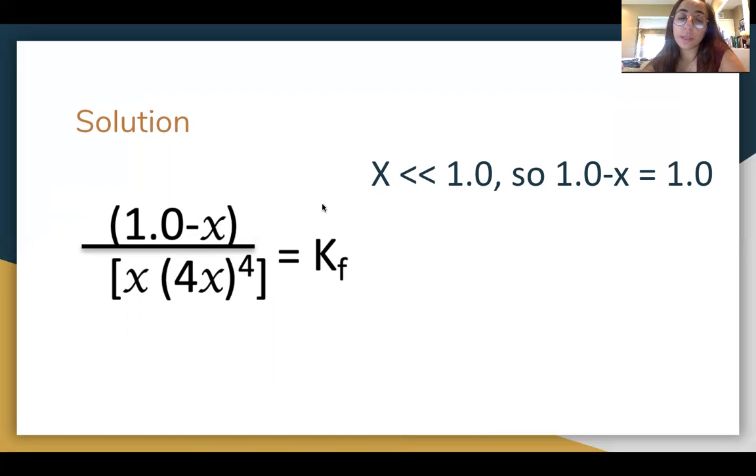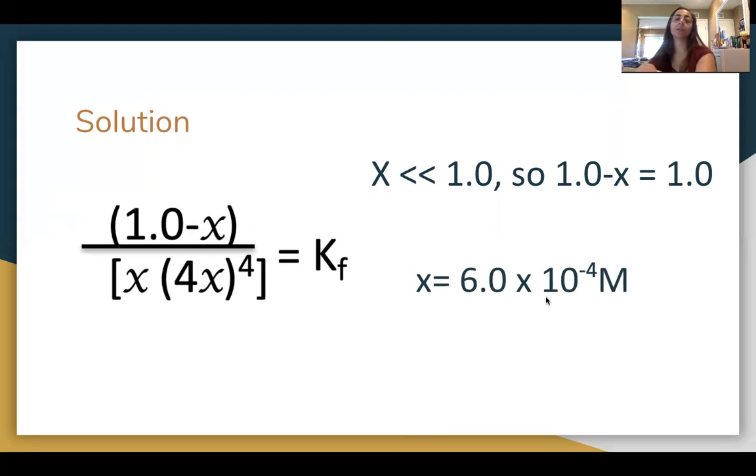Since it's x to the 4th, we know x is way less than 1.0. So in this case, x is a negligible number, which we can ignore. So 1.0 minus x is approximately 1, and this numerator would be just 1. After you do the math, you should get that x is 6.0 times 10 to the negative 4 molarity. The initial question was asking for the concentration of copper, and copper did not have any coefficient, it was just x, so this would also be the concentration of copper.